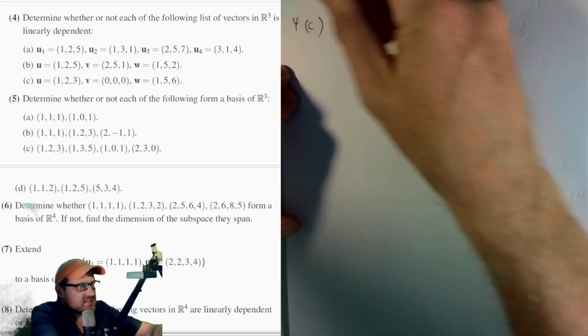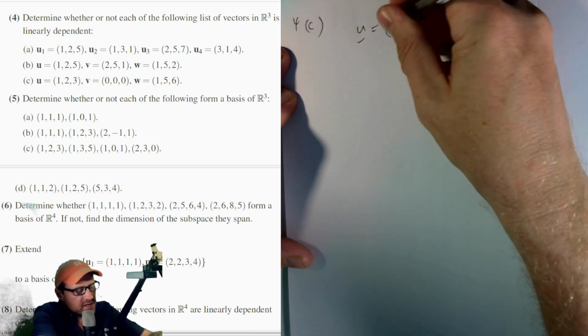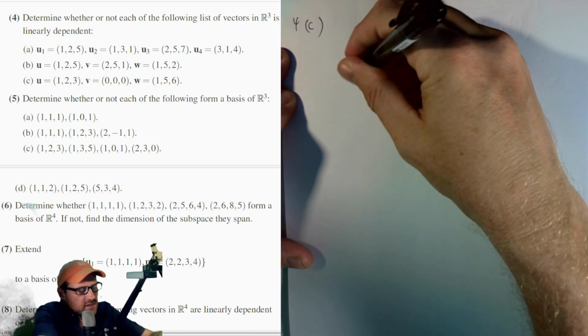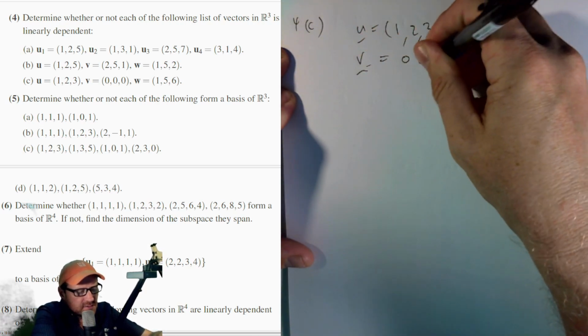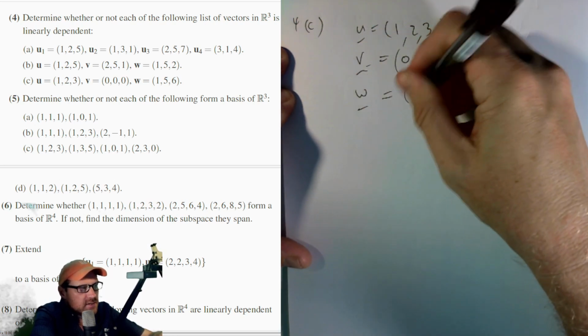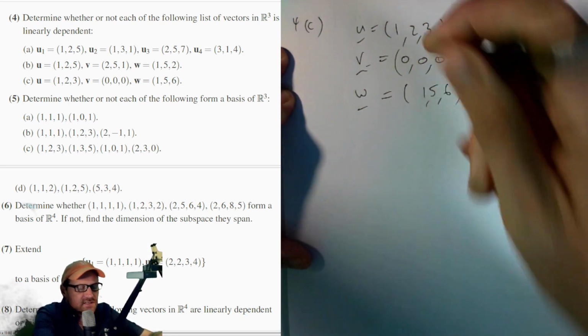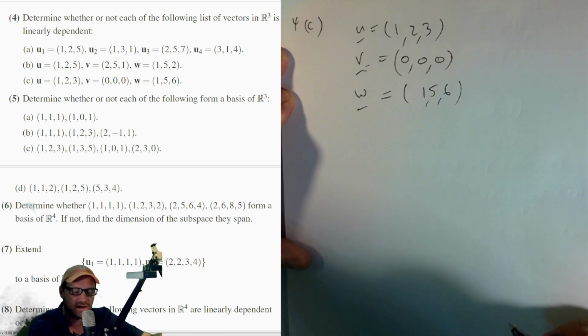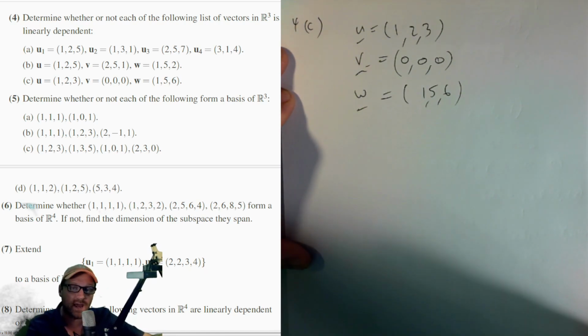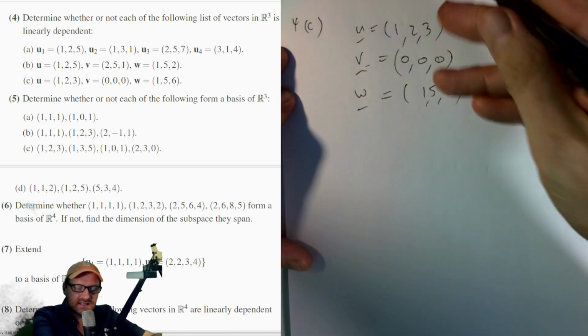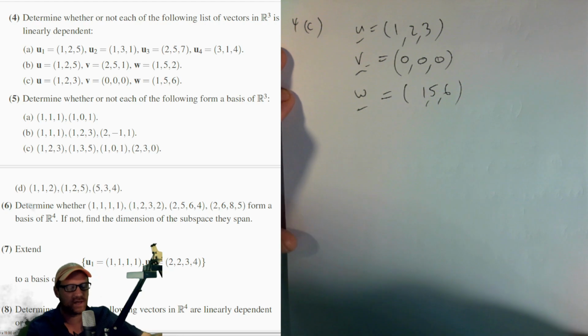Question 4, part C. We have U is the vector 1, 2, 3. V is the 0 vector 0, 0, 0. W is 1, 5, 6. Now notice, we have the 0 vector in there, so this tells us straight away that these 3 vectors are linearly dependent.